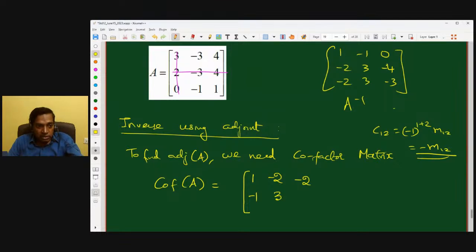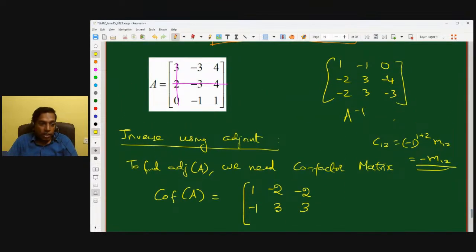3 minus 3 plus 0 is what I will get, and this is position 2 3, so it will become plus 3. And then finally, if I remove this entry, I'll get minus 12 plus 12 is 0. If I remove this entry, the determinant is 0, there's no plus or minus. 12 minus 8 is 4, and it's position 2 3, so it's minus 4. And the last one is minus 9 plus 6 is minus 3, and it's just no change.